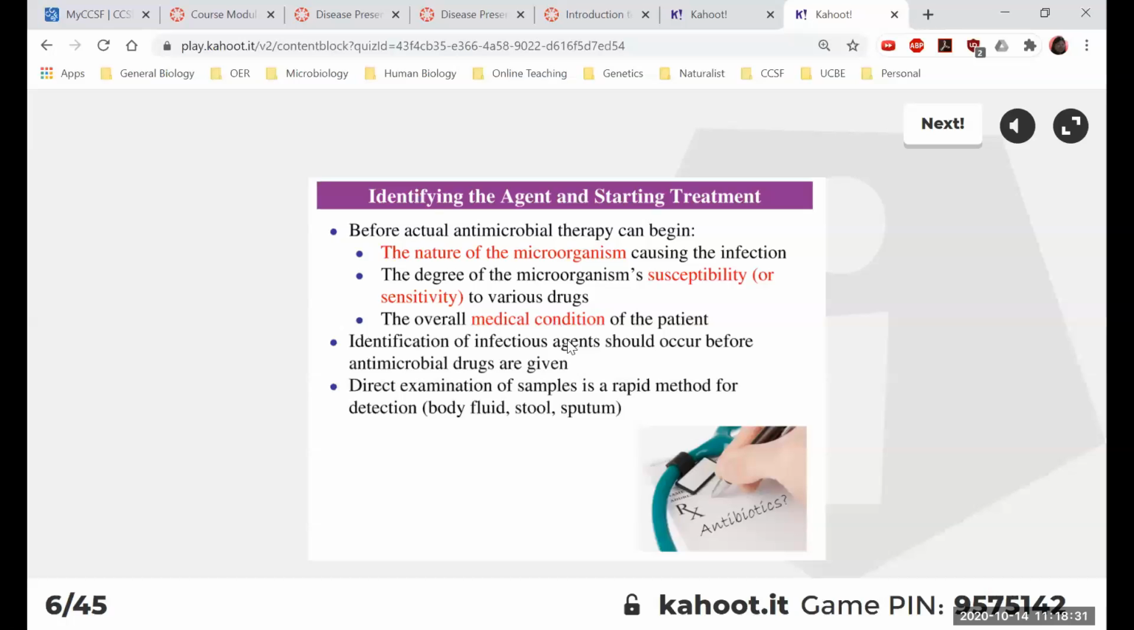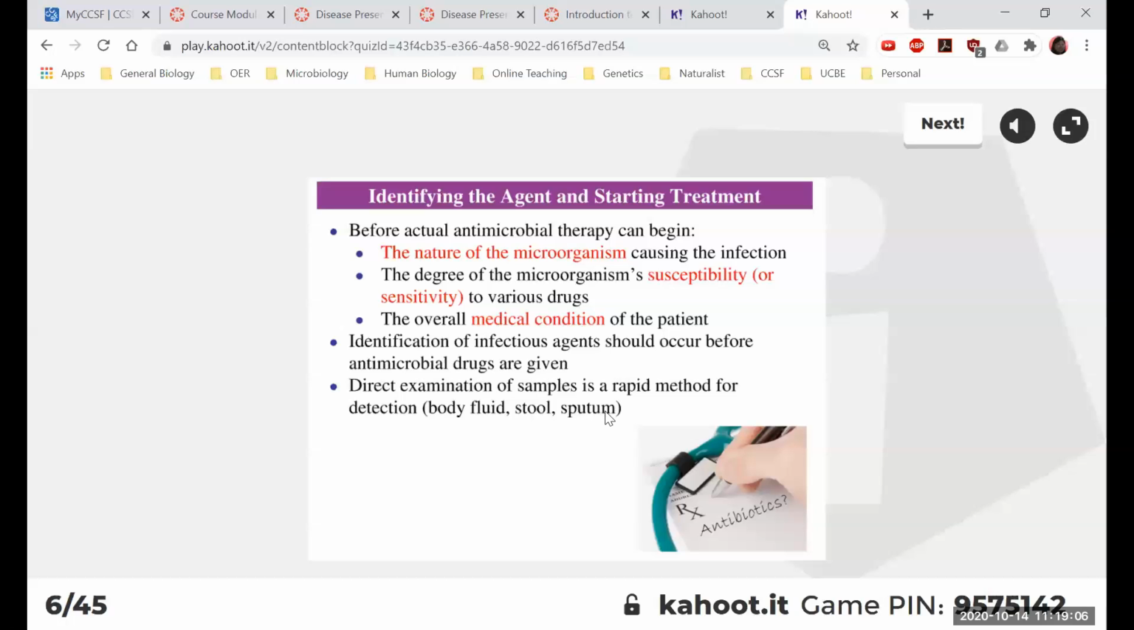And also the overall medical condition of the patient. So ideally, you want to know all of these things. You want to be able to precisely identify the infectious agent. So it's definitely Staphylococcus aureus and it's not a strep or something else. And then give the targeted drug to the patient. And for quick identification, a lot of times you can start by directly looking at the sample, if it's a stool sample or sputum or body fluid and so on.